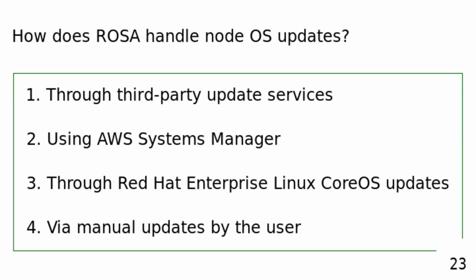How does ROSA handle Node OS updates? Through third-party update services. Using AWS Systems Manager. Through Red Hat Enterprise Linux Core OS updates. Via manual updates by the user.